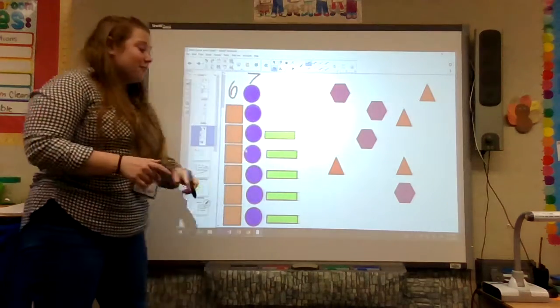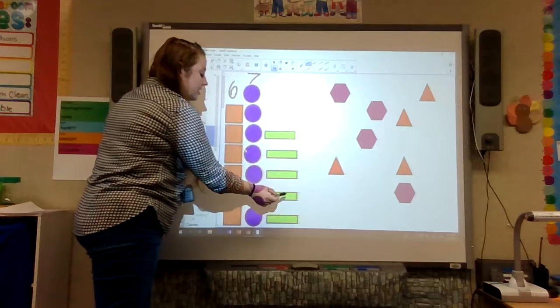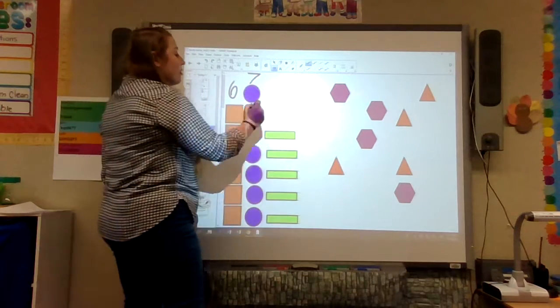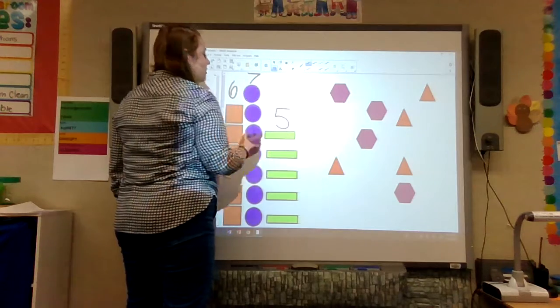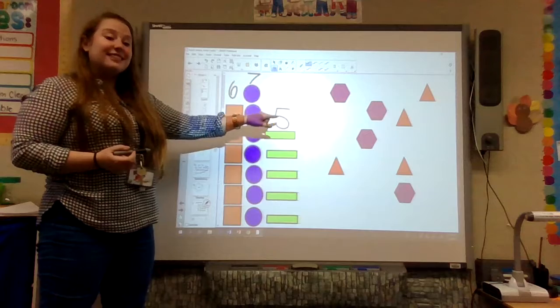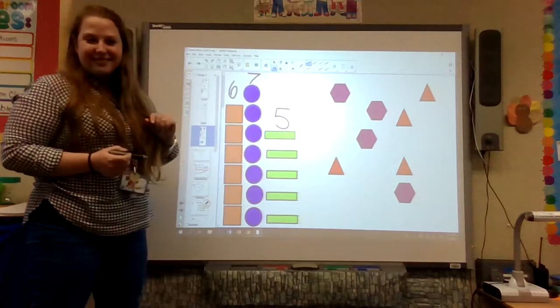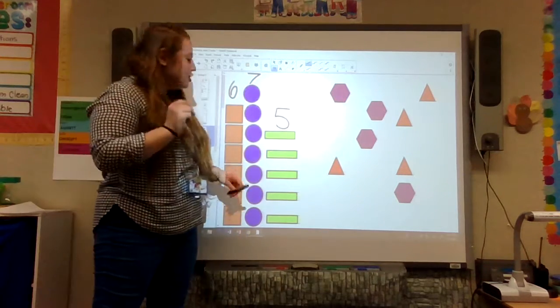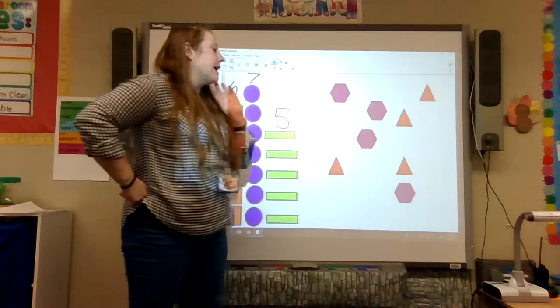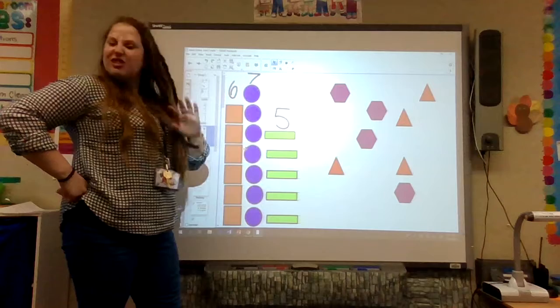Let's count to double check. 1, 2, 3, 4, 5. We only have 5 rectangles. So we can say that 5 is less than 7. Great work, you guys. 2 more. Should we do triangles or hexagons? Let's do triangles.